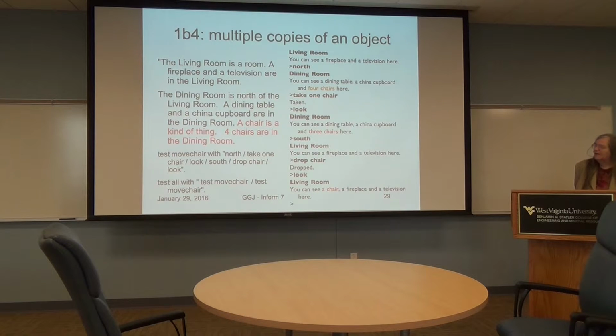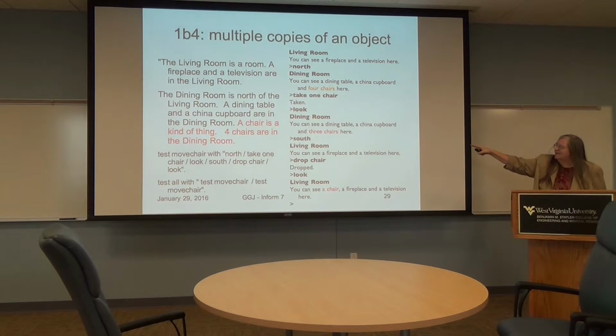Well, it's nice to have a china cupboard and a dining table in my dining room, but I'd like to have some chairs to sit on. And so this gives you a start of how to have multiple instances of some kind of object. We say again in the red on the left-hand column, a chair is a kind of thing, 4 chairs are in the dining room. And now you see in the gameplay transcript, in the dining room, you can see 4 chairs here. Take 1 chair, take it, look.